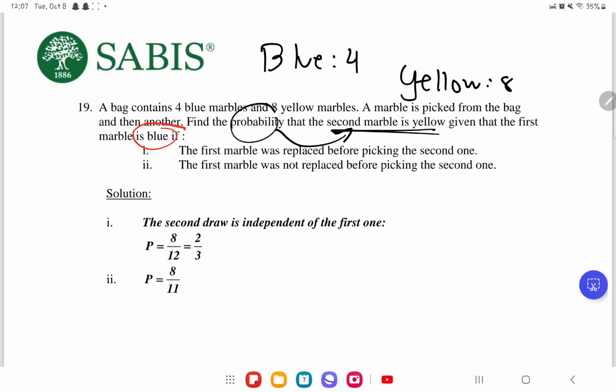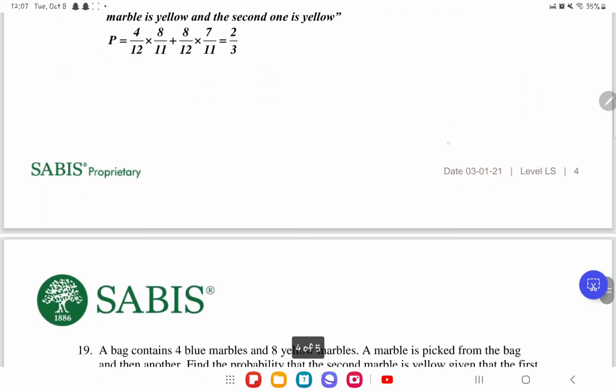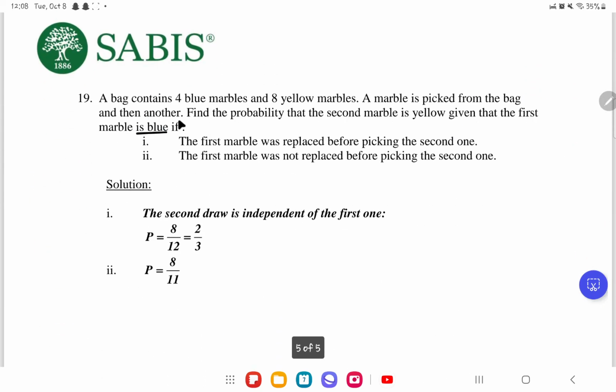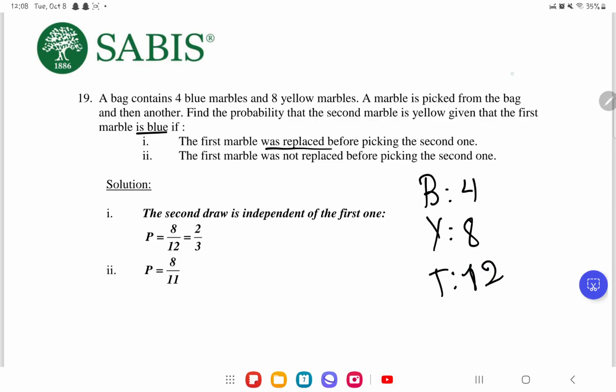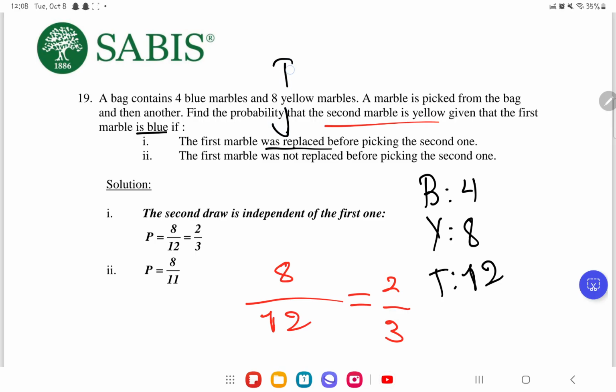So now we cannot apply what we did in the question before because we have the before condition given, okay? But instead they're asking us if it was replaced, so we took it and we put it back, meaning the blue will stay the same, the yellow will also stay the same, and the total will also stay the same. All right, what's the probability that the second one is yellow? So it's gonna be 8 out of 12, which is 2 out of 3. Why? Because there is replacement.